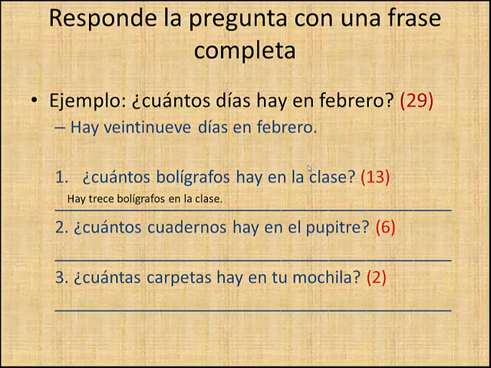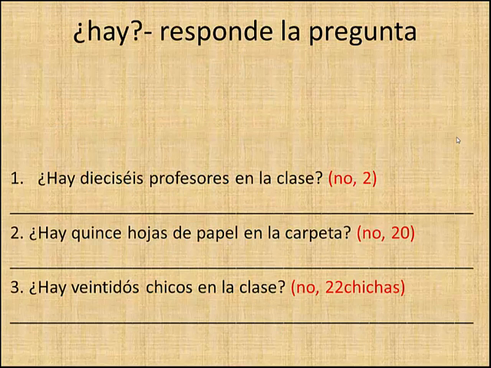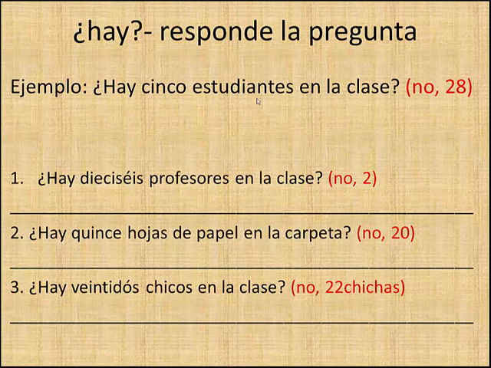Okay, now número 2. ¿Cuántos cuadernos hay en el pupitre? Hay 6 cuadernos en el pupitre. Y número 3. ¿Cuántas carpetas, femenino, hay en tu mochila? Hay 2 carpetas en mi mochila. How many binders are there in your backpack? And there are 2 binders in my backpack. Okay, we've got one more here. So now let's look at hay.